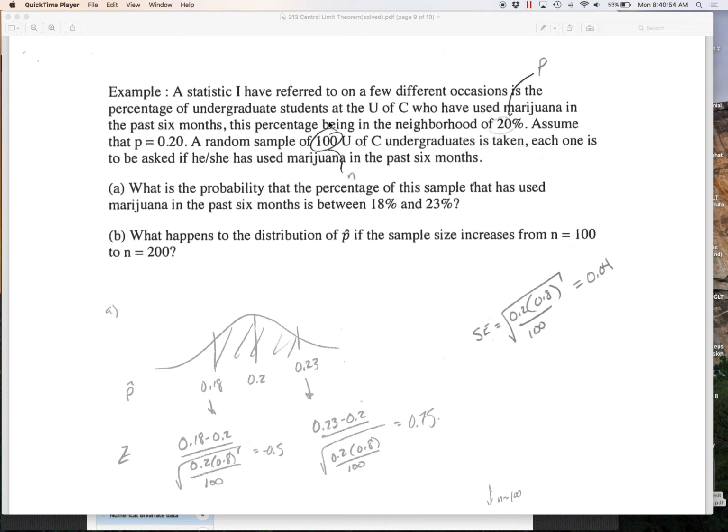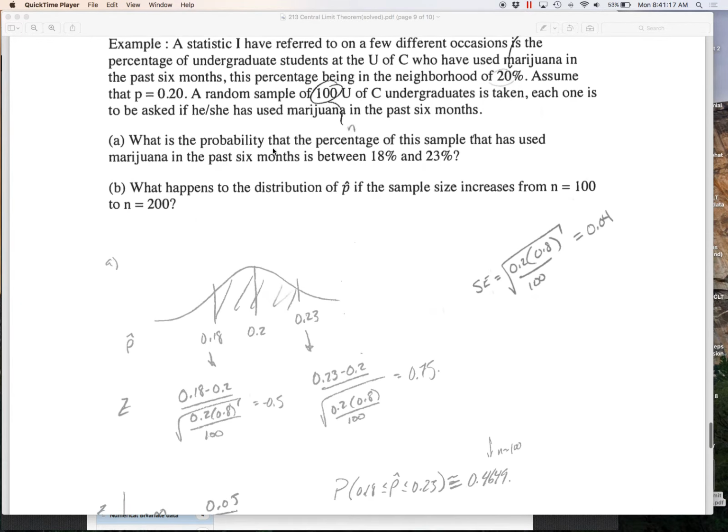Okay, so let's just do some more examples here. Here you're reading the question, and this question we've talked about a little bit before. The proportion of people using marijuana in the past 6 months is 20%. Assume that it really is 20%. And we are going to take another sample of 100 U of C students. Okay, and then we can talk about what we can expect.